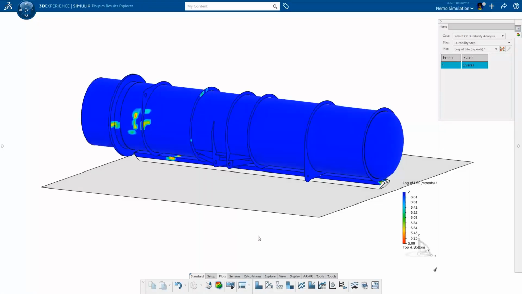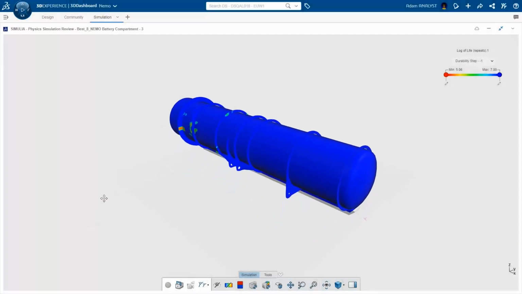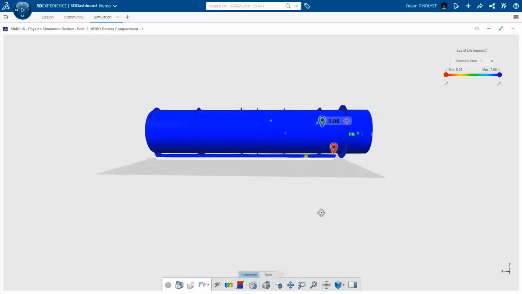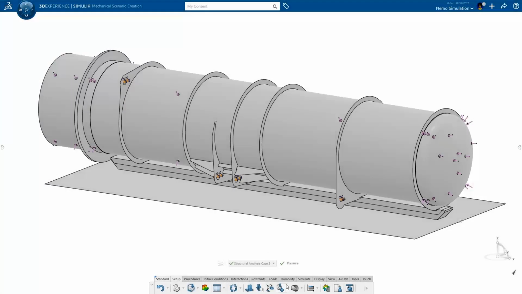The results are not only available to Adam, but may be viewed by other collaborators from the internet browser, so everyone can get the latest information instantly from one place. Adam's last task is to identify where ultimate failure may occur on the Nemo if it gets too deep.